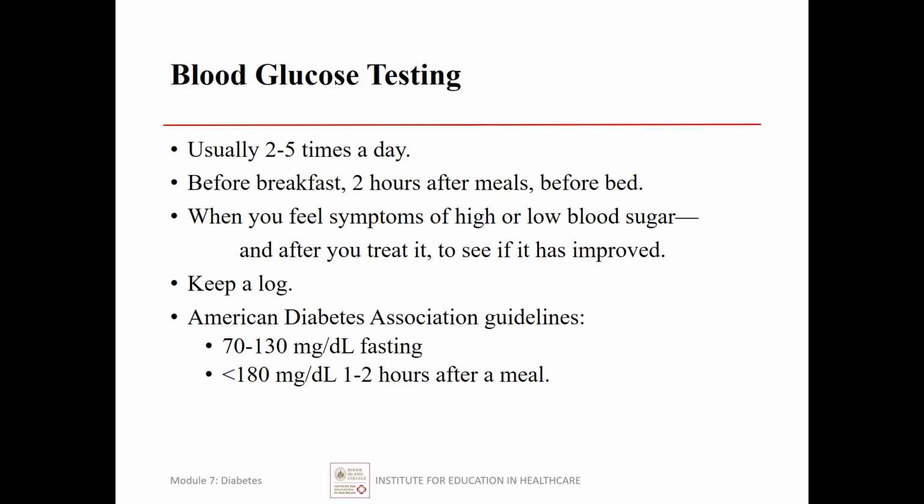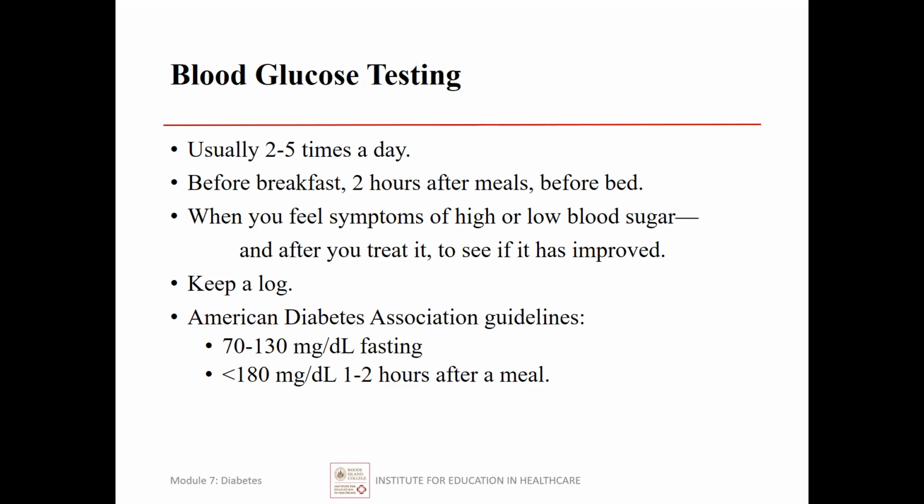In addition to those regular times of testing, a diabetic should test their blood sugar anytime they feel the symptoms of high blood sugar or low blood sugar. And then after they treat it, so maybe they have low blood sugar and they eat something to try to bring it up, then 15 minutes later they're going to test their blood sugar again to see if the treatment worked.